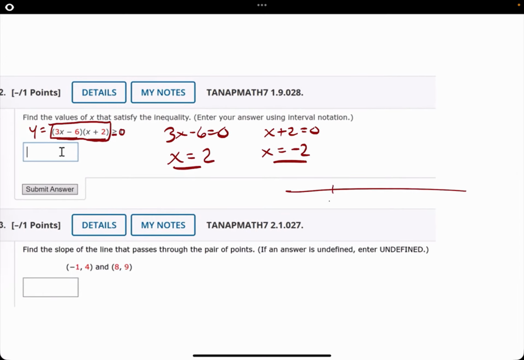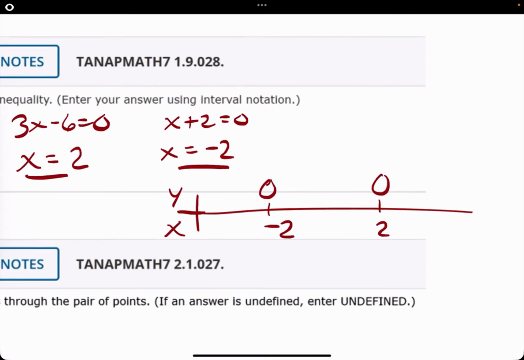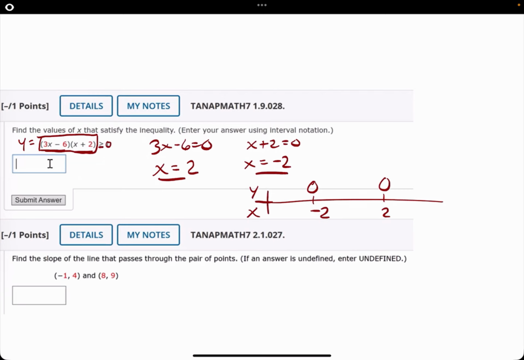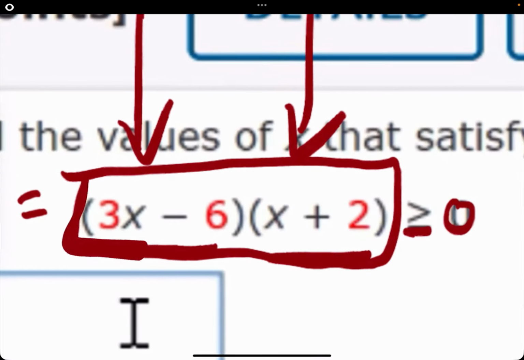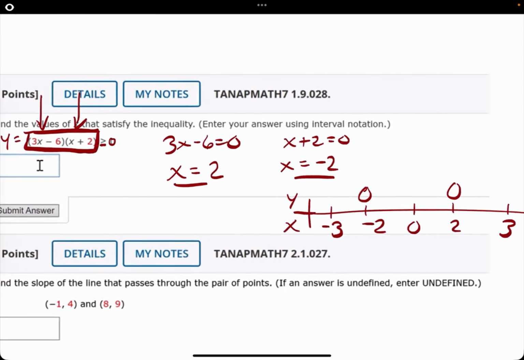Now we need to test values in between, to the left and right of 2 and negative 2. So we know that y, or the expression, is 0 when x is negative 2 or 2. Let's plug in a value to the left, negative 3, a value in between, 0, and a value to the right, 3. We're going to plug them in wherever we see x, and calculate the overall sign of y, the overall sign of this whole expression.